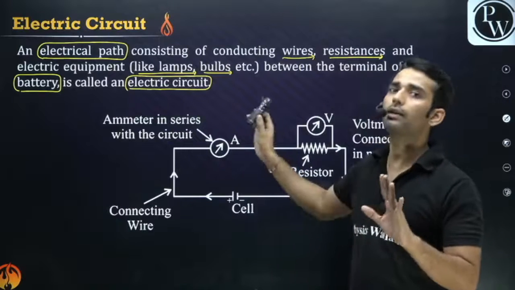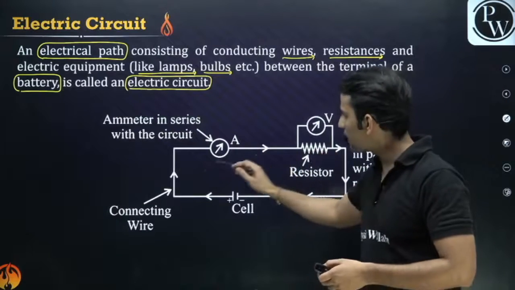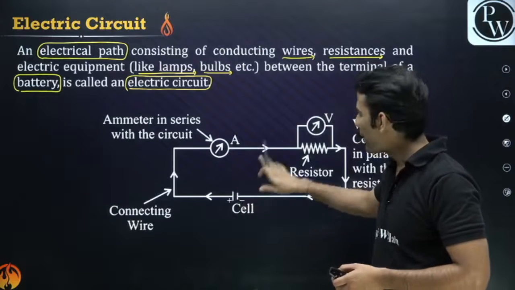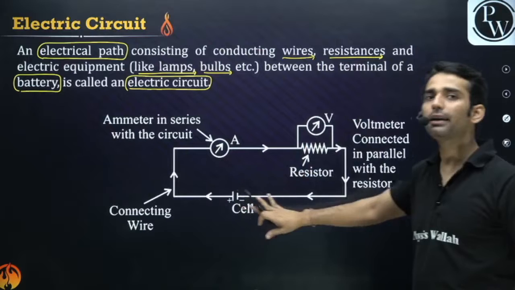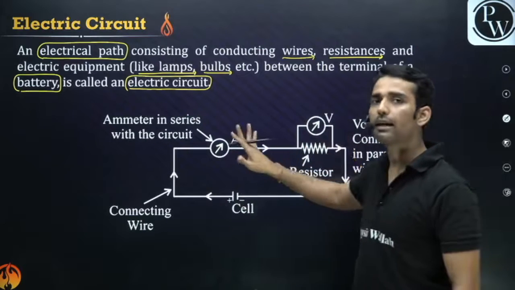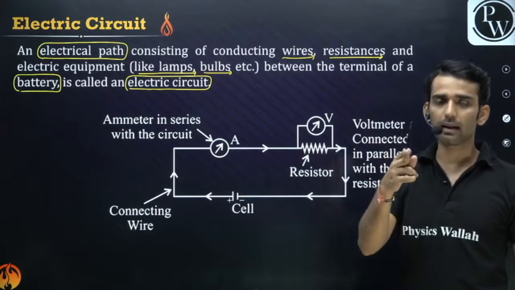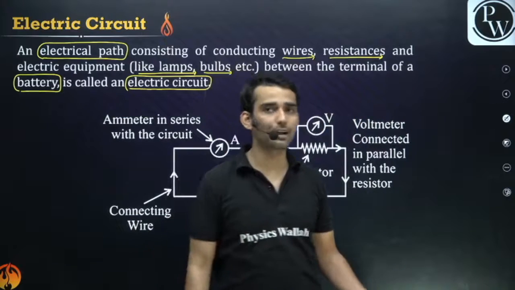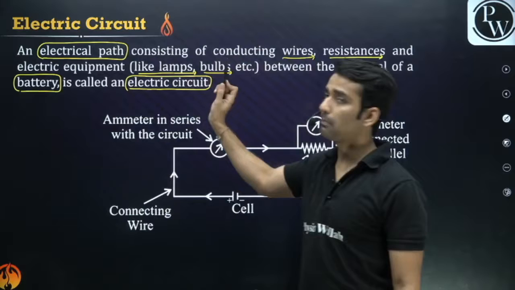So it is a continuous path. You can see there is nowhere where the circuit is broken. It's a cell, obviously it's not broken. So we have a continuous path, not broken at any point. Obviously, if you cut the wire at any point, will the current flow? Obviously not. You have broken the path. So it's a continuous path.